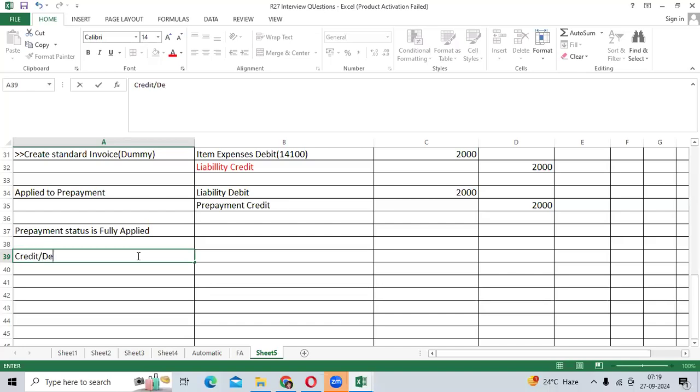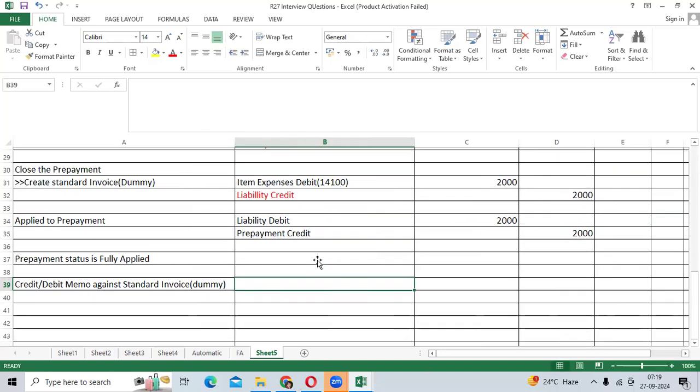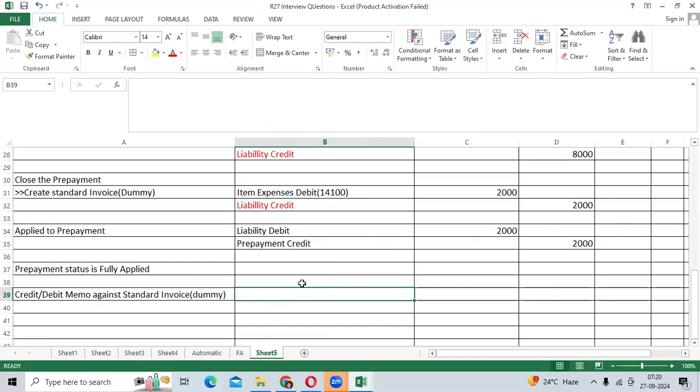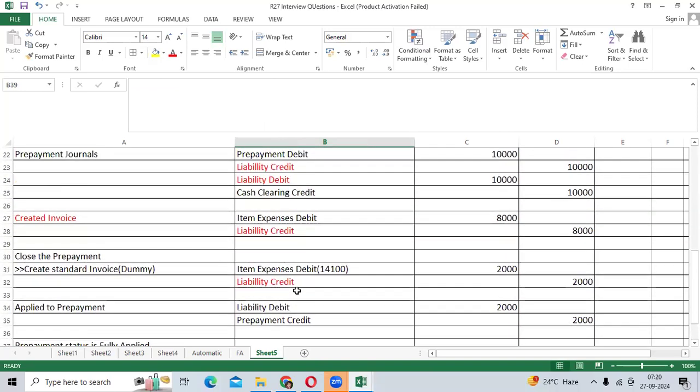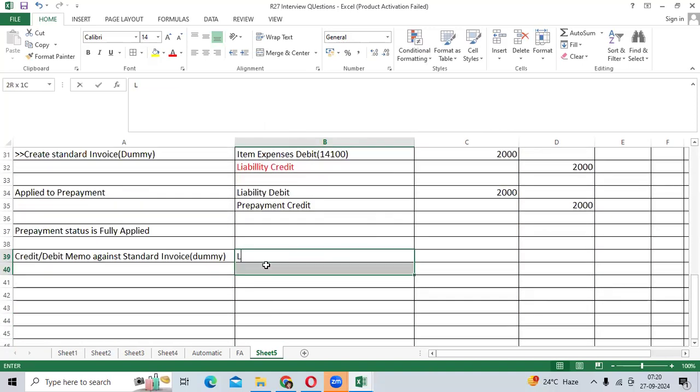Now create a credit or debit memo, a negative invoice, against the standard invoice, which is a dummy in our language. Then what will happen? Liability debit. Got it? Liability debit minus 2,000. Whatever charge account you take should be credited. This is very, very important. But the same account should be knocked off, minus 2,000.